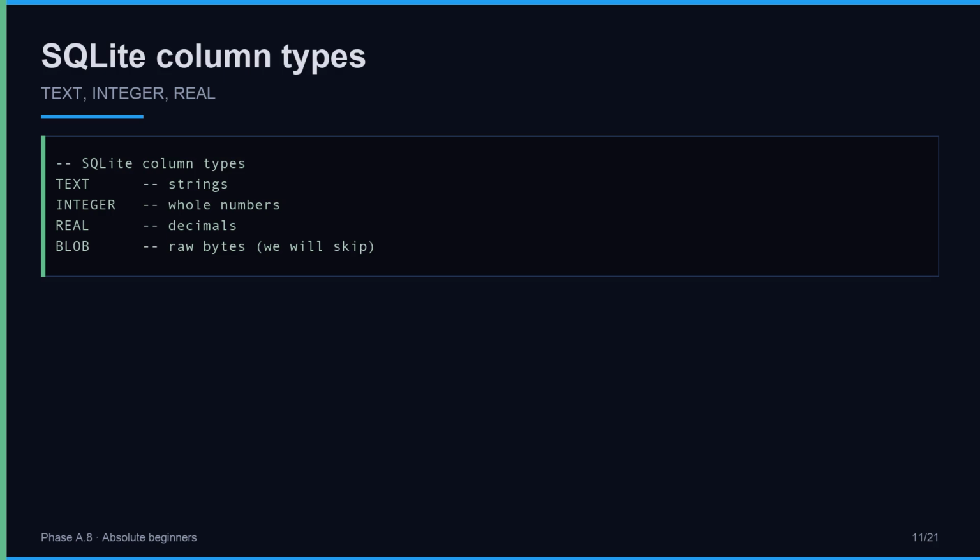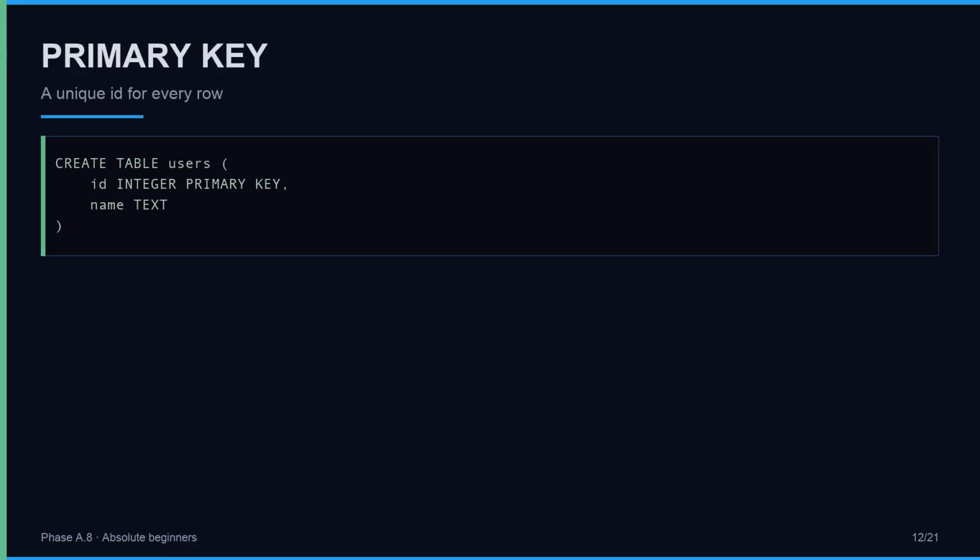Match the column type to the kind of data you plan to store. Names go in text, ages go in integer, prices go in real, that is the whole idea. 4 types cover most needs. Almost every table has a primary key.